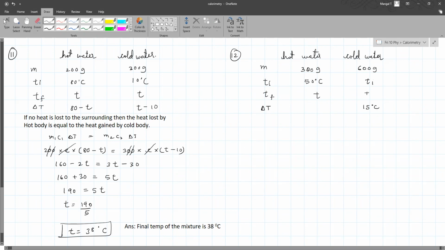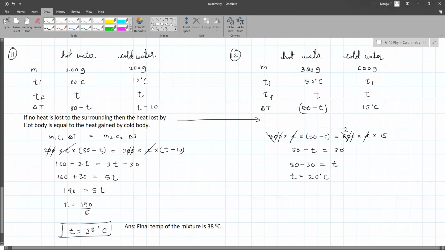So let us take the final temperature to be T. So here we have 50 minus T. Again, we write down the same statement and we write 300 into C into 50 minus T is 600 C into 15. C gets cancelled here. 3 ones are 3, 3 twos are 6. So 50 minus T is 30. So 50 minus 30 is T. So T is 20 degrees Celsius.